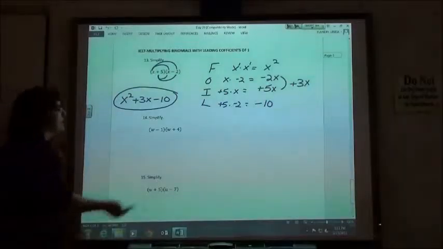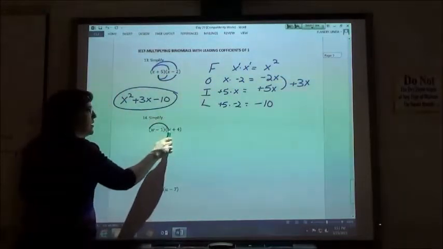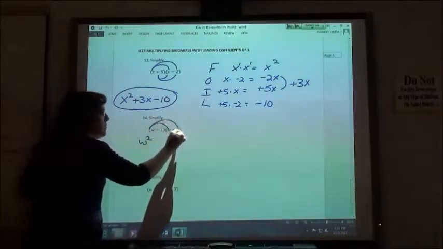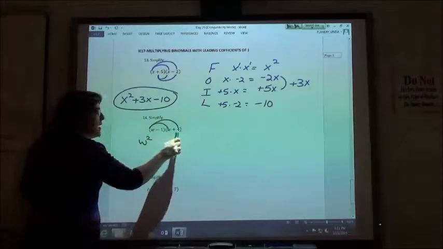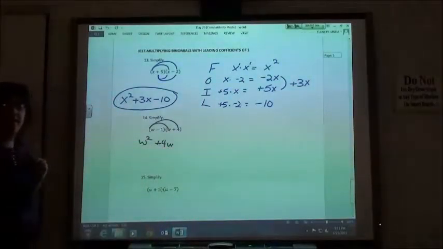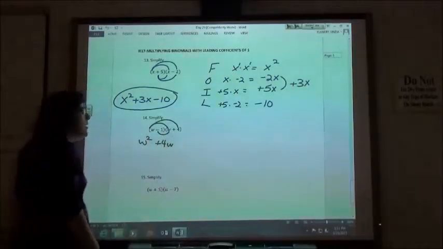Normally I just do this. I start out and I say, okay, first one's w times w. W times w is w to the second power. W times my plus 4. A variable times a number, I put the number in front of the variable and I include that sign, so plus 4w. Negative 1 times w.